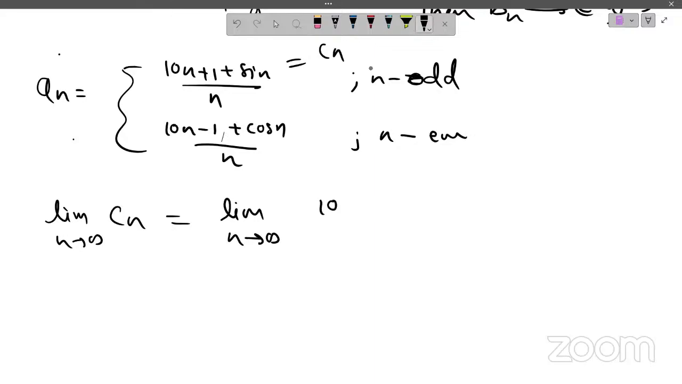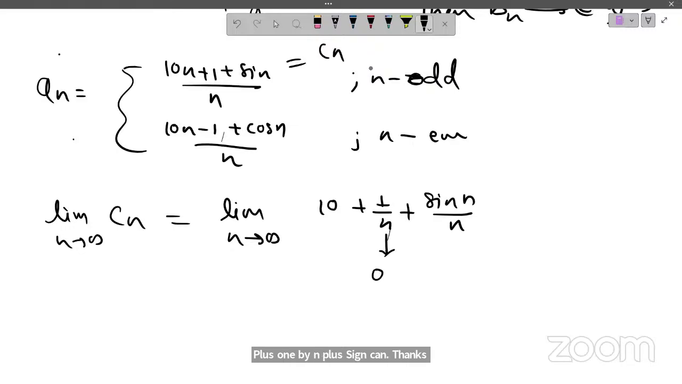Because this is 10 plus 1 by n plus sin n by n. We get 10 plus 1 by n goes to 0, this goes to 1, right? So the limit will be 11. No, ma'am. Sin n by n also goes to 0. No, it goes to... 1 by n goes to 0 or goes to infinity? Decide. I don't know actually.